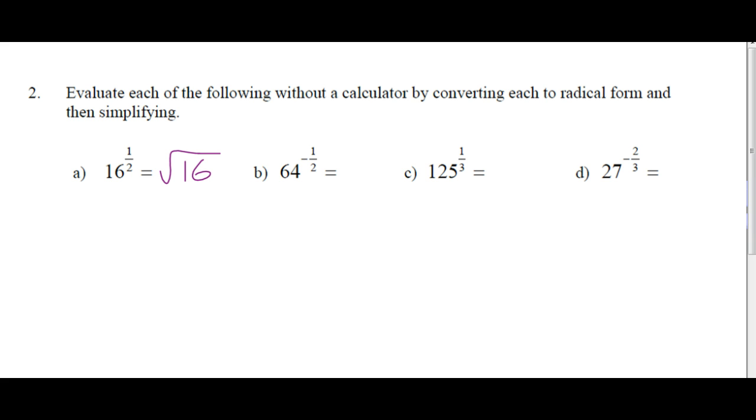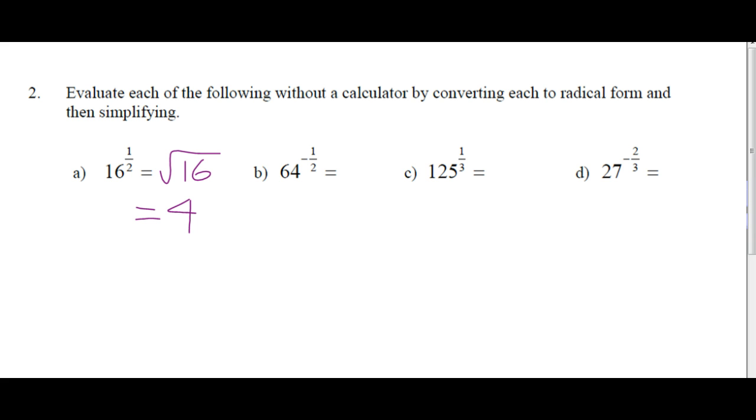I'm going to go with 4. You should too. It's okay, you can actually use a calculator, I promise. Cross my heart. Okay, 64 to the negative a half.